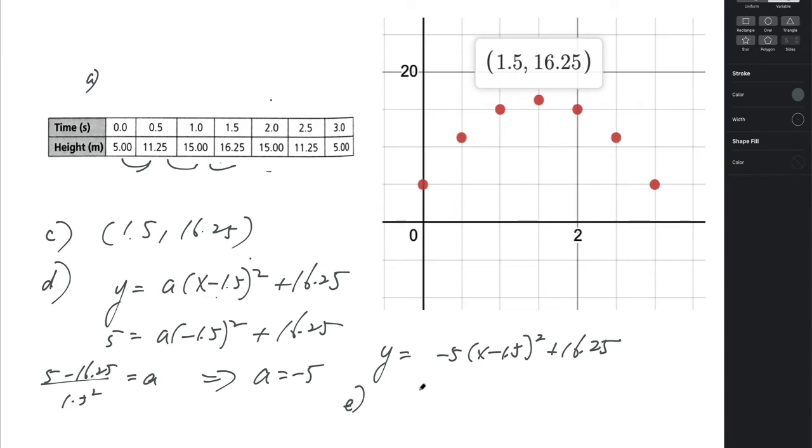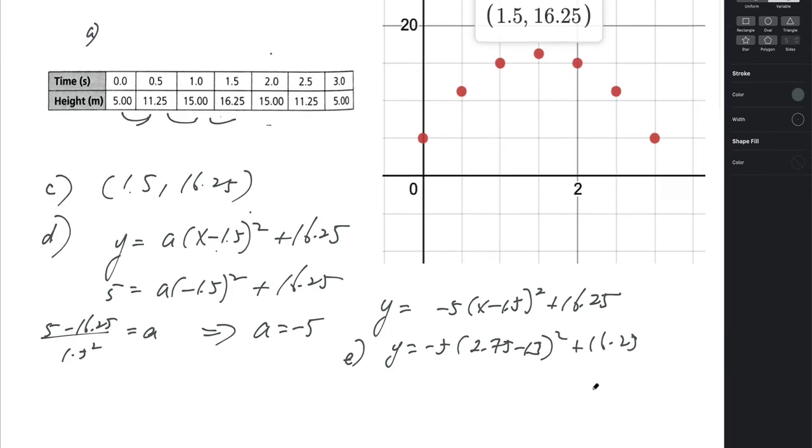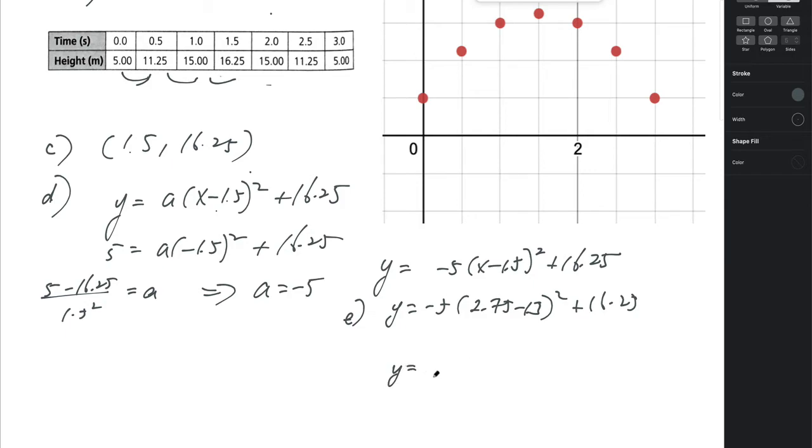Okay. Use your model to predict. So for E, when it's 2.75, that just means replace x with 2.75. Okay, find out what that is. And then at 1.25, replace x with 1.25. Okay, so let's evaluate these, okay? 8.44, 15.94 for the height in meters.